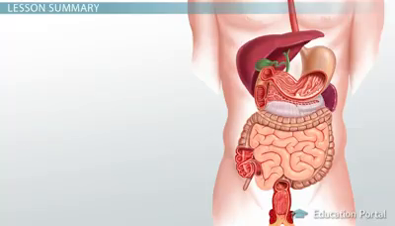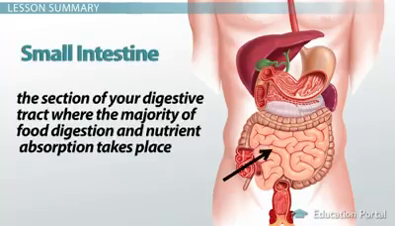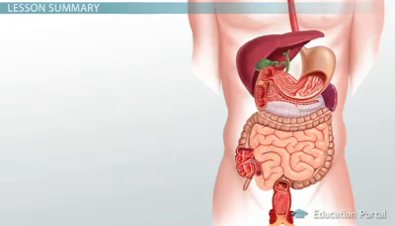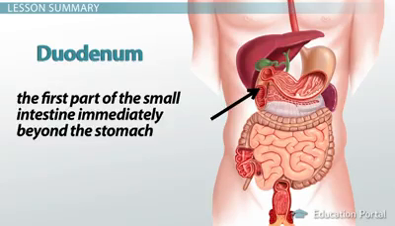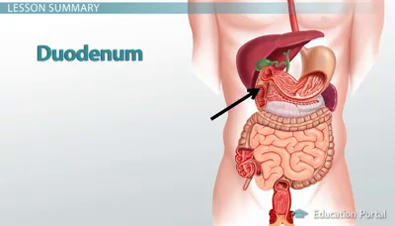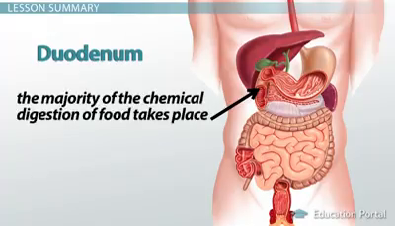Let's review. The small intestine is the section of your digestive tract where the majority of food digestion and nutrient absorption takes place. It's divided into 3 sections. The duodenum is the first part of the small intestine, immediately beyond the stomach. Because a number of digestive juices flow into the duodenum, we consider it the section of the small intestine where the majority of chemical digestion of food takes place.